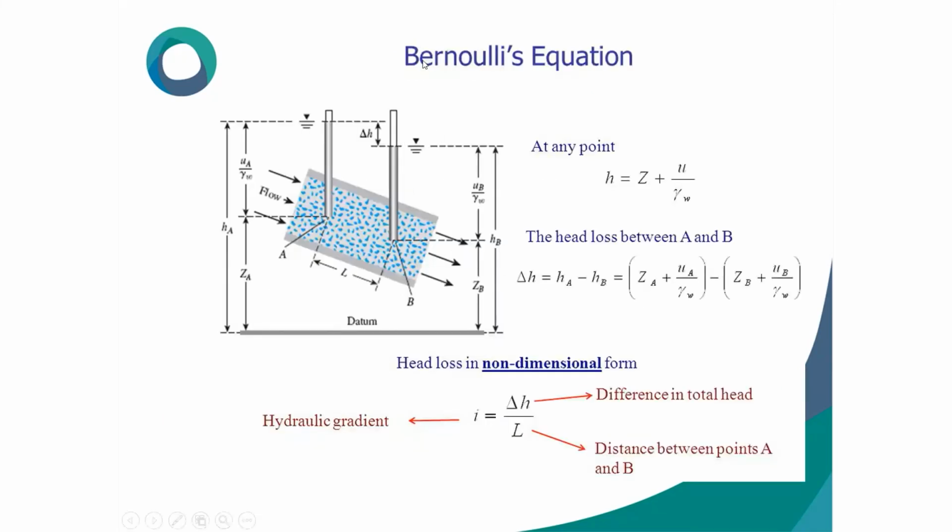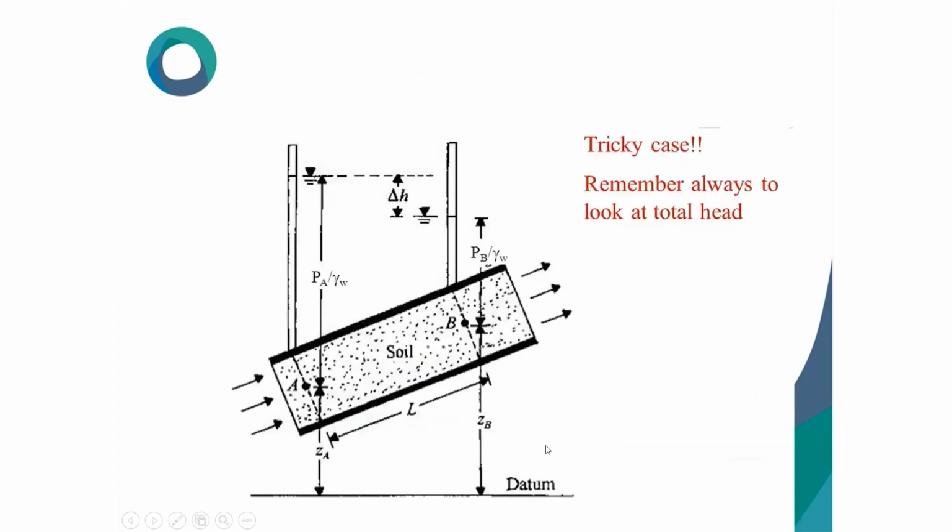And this is at different points. If you have two different heads, then we use this equation for head loss, non-dimensional. This is called the hydraulic gradient, i equals delta H by L. This is the difference of total head divided by the distance between A and B. This is point A, and if you want to check the difference, how much loss, then you apply this.